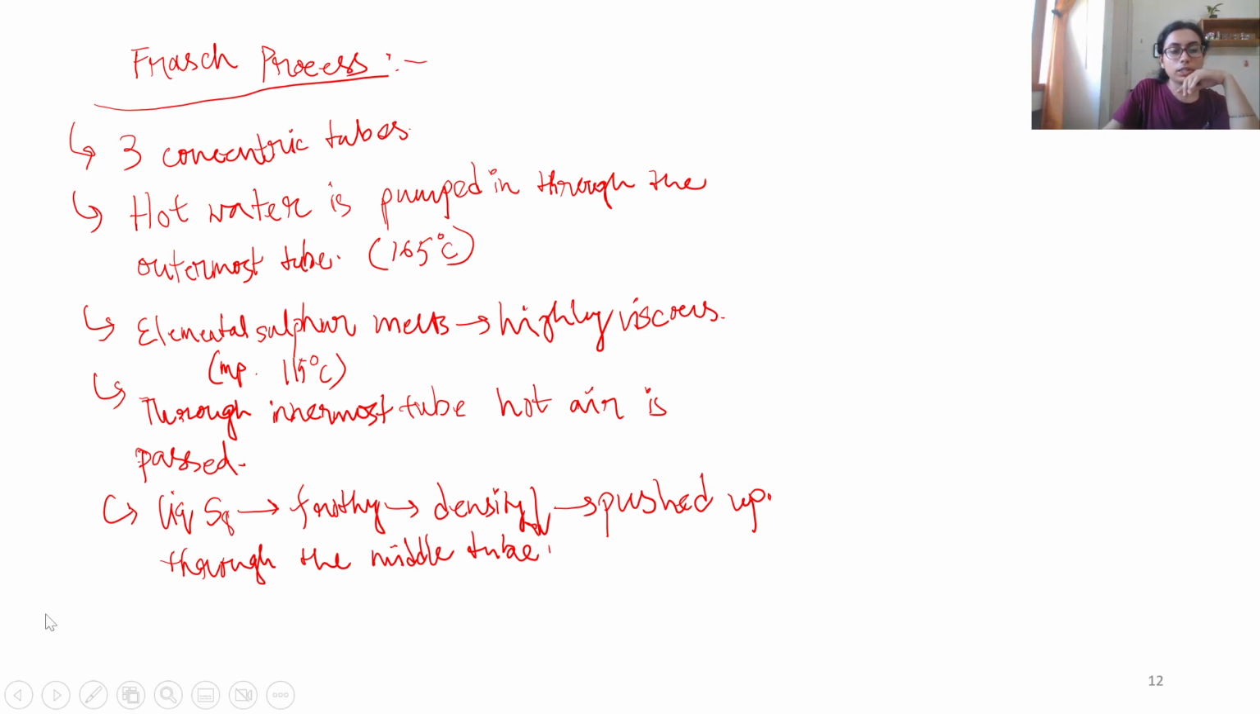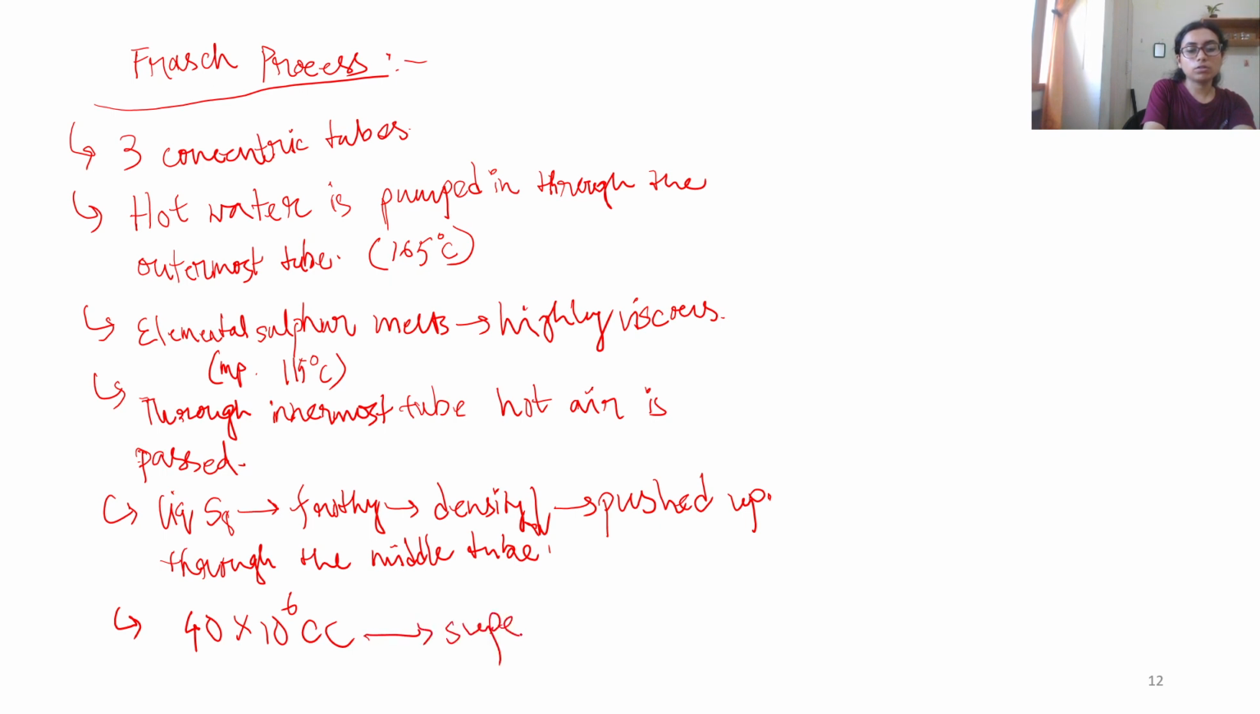Then, what are the costs associated with this process? This is a little costly process because the amount of superheated water needed is very large, around 10 to the power 6 cubic centimeters of superheated water per 1 ton of sulfur.